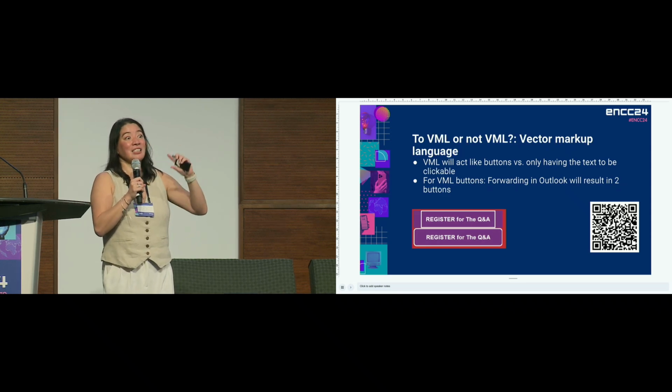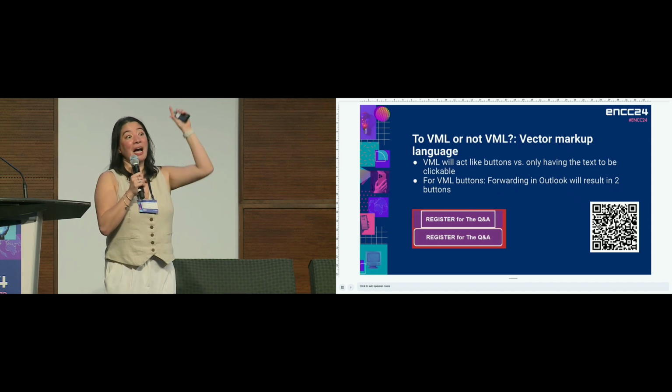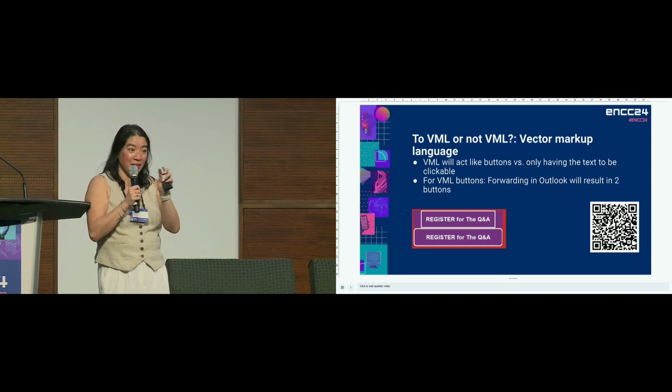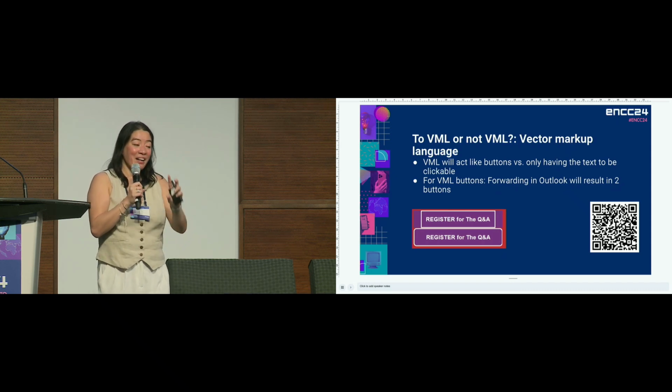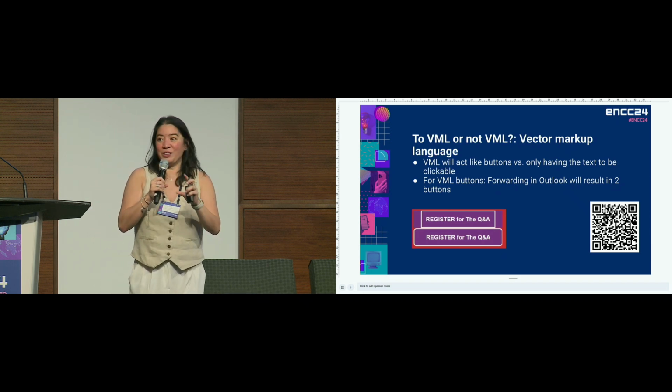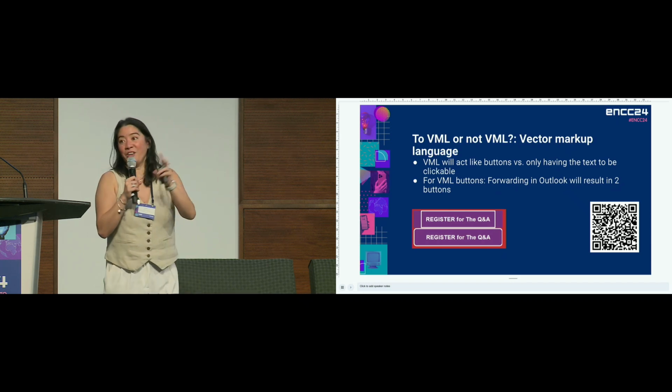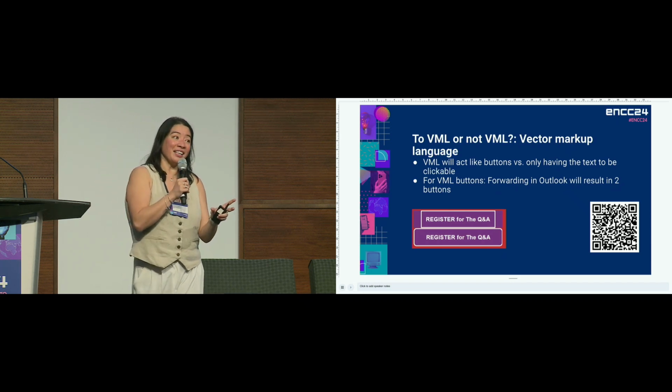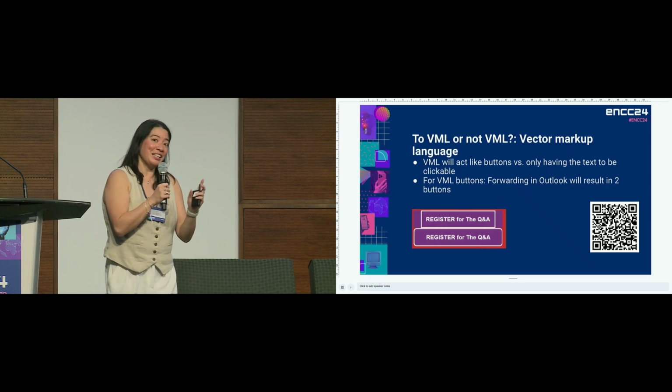So then that's when you create the if: if Outlook, use the VML with this button. However, the issue with those, and I'm pretty sure that's probably why you're not using VML, is if you forward an Outlook email, there are two buttons. I don't know if you've seen that.